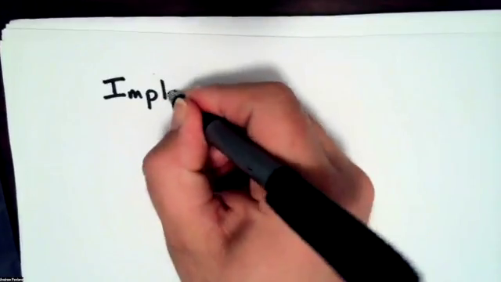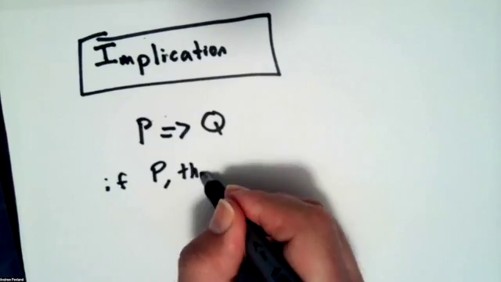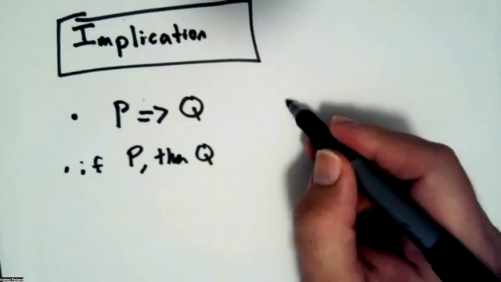So last time we talked about the notion of an implication. We looked at what it meant for one statement to imply another. P implies Q. You can think of it as if P then Q. The truth table for this.